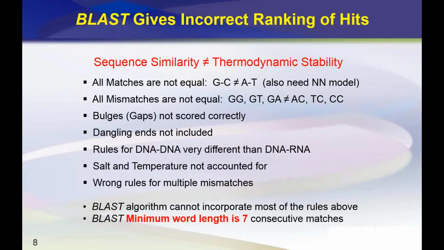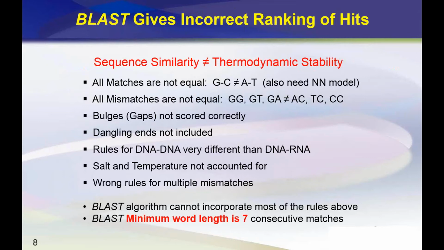But we know in thermodynamics that GC base pairs are not the same as an AT base pair. GCs are much more stable. And furthermore, really you need a nearest neighbor model to accurately predict hybridization. All right, so right off the bat is a problem with using the complement and then using BLAST.